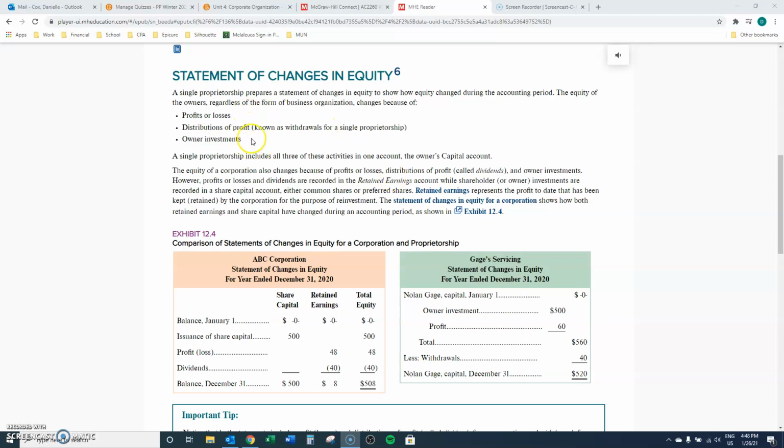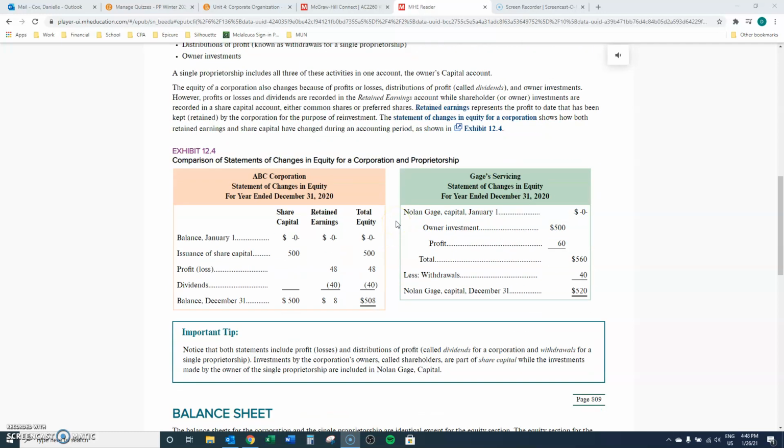So the same three causes would cause the equity to change. It's just that a sole proprietorship records it all in one, while a corporation has a couple of different accounts where they record these changes. So go ahead here. This is the sole proprietorship. We're assuming a new business, so it started off with nothing. The owner invested $500. Profit was $60, so the total equity was $560, less a withdrawal of $40.